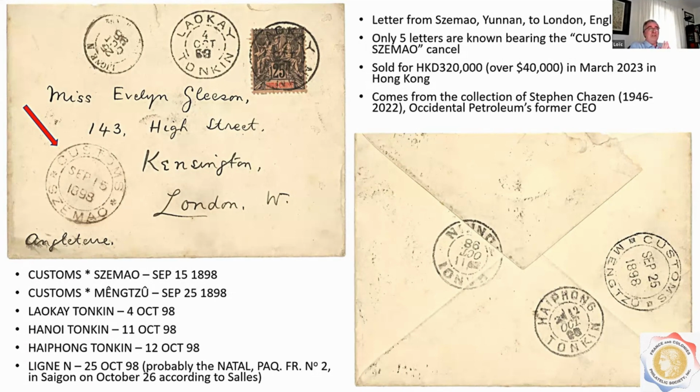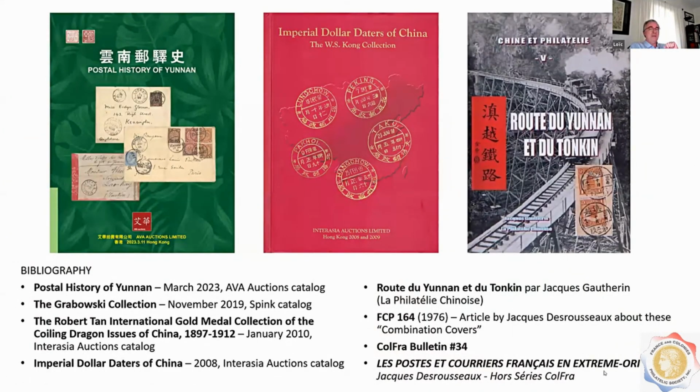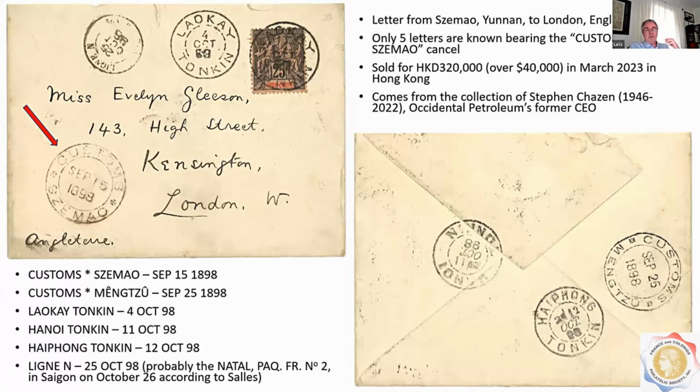It is said to be one of the 5 letters that are known to have that customs Semao cancel. I have found a second one in that book; in that book, a second one is illustrated. So they're probably quite rare, but beautiful mail. A piece of marcophily or kind of mail from the French colonies for an amazing price. So I'm not the buyer of that one. And that's it.